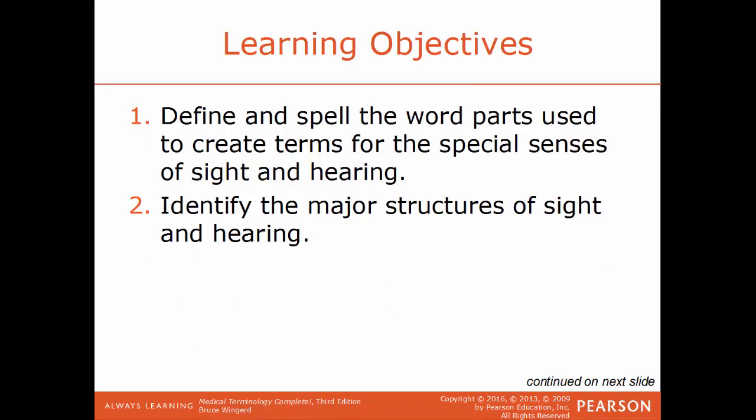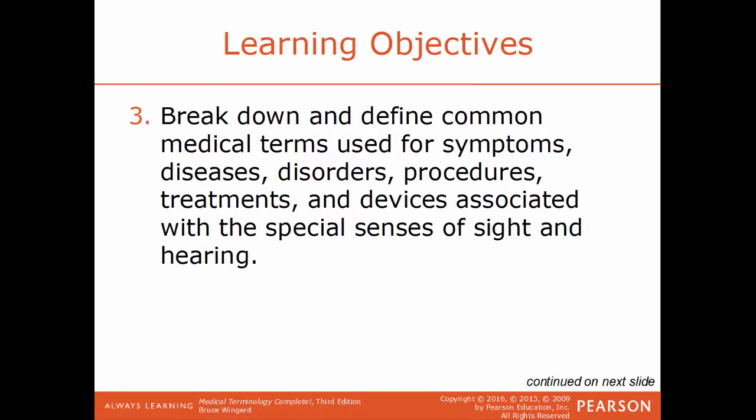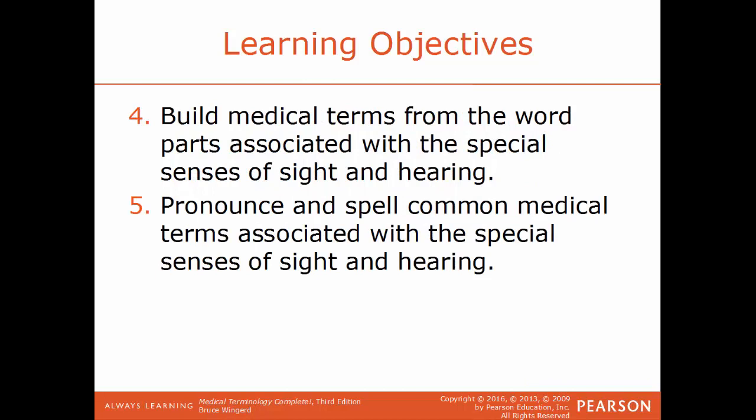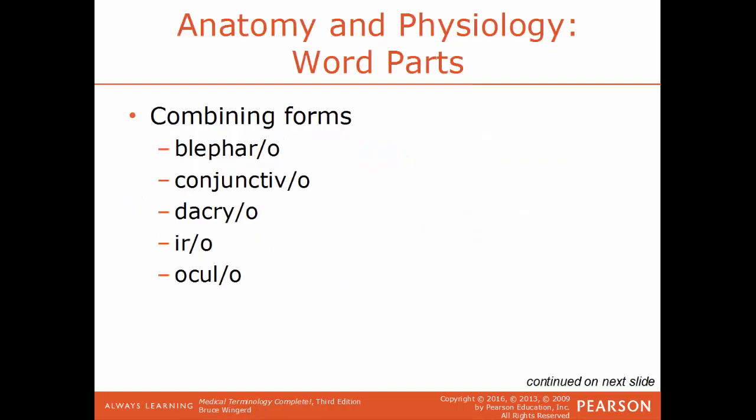Learning objectives for this chapter: define and spell the word parts used to create terms for the special senses of sight and hearing. Identify the major structures of sight and hearing. Break down and define common medical terms used for symptoms, diseases, disorders, procedures, treatments, and devices associated with the special senses of sight and hearing. Build medical terms from the word parts associated with the special senses of sight and hearing. And lastly, pronounce and spell common medical terms associated with sight and hearing.